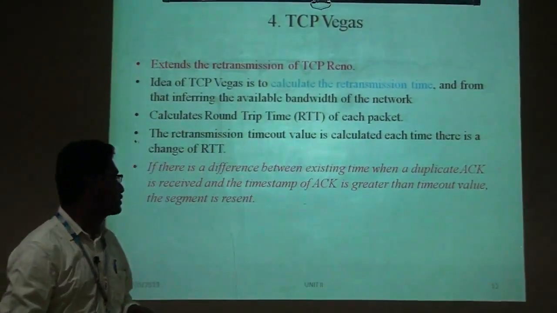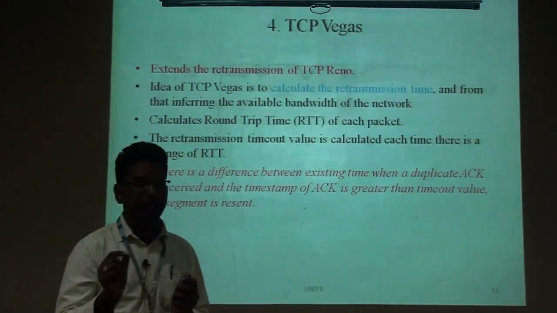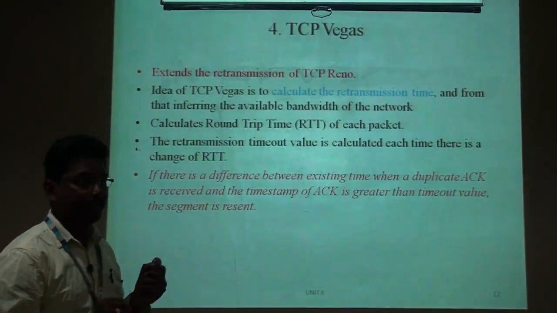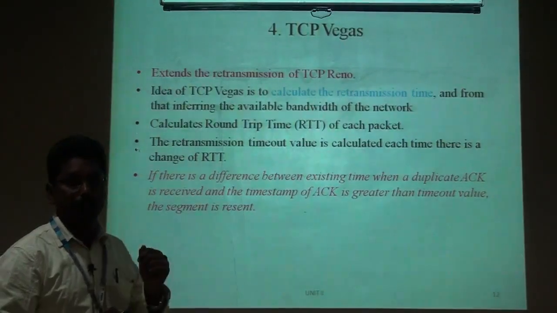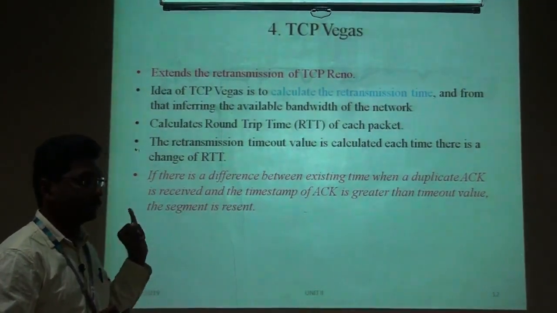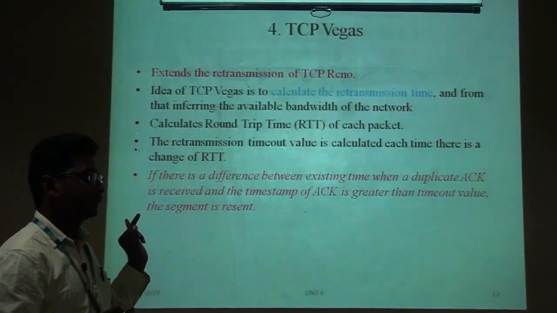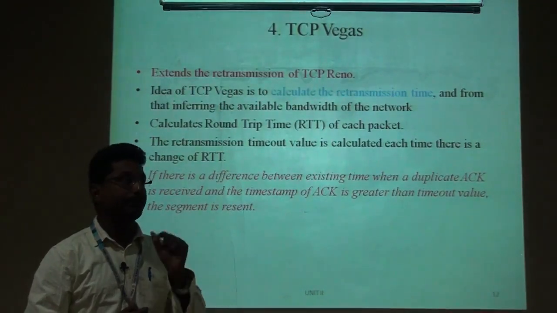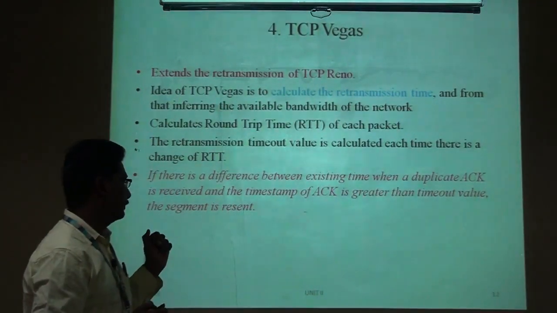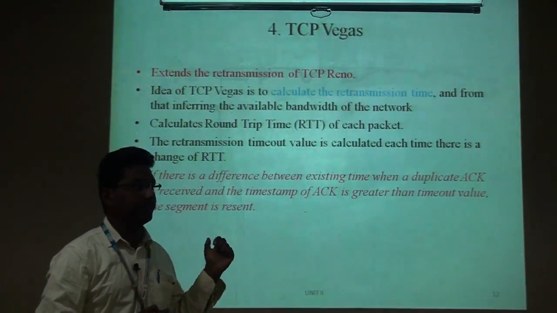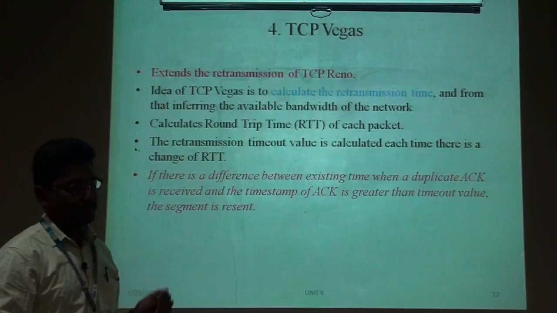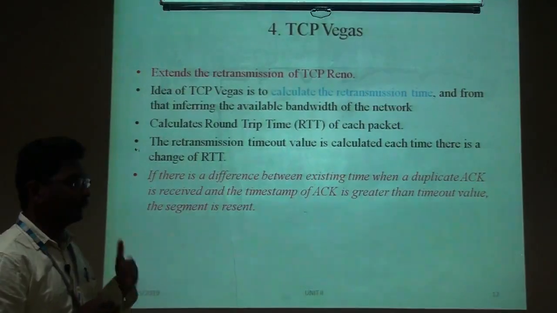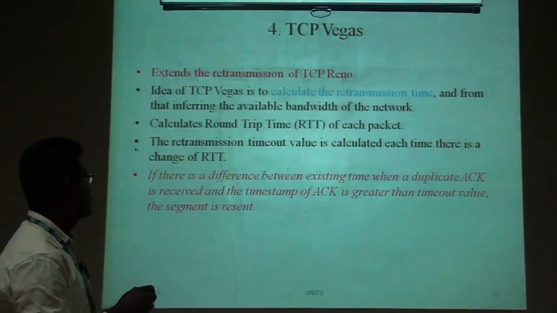Suppose there is a difference between the current time when a duplicate acknowledgement is received by the sender and the timestamp of the acknowledgement. The timestamp means the time at which the acknowledgement was received. We calculate whether this difference is greater than the timeout value. If the difference is greater than the timeout value, then we resend the particular segment of packets.